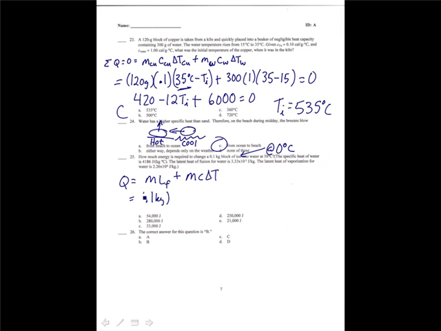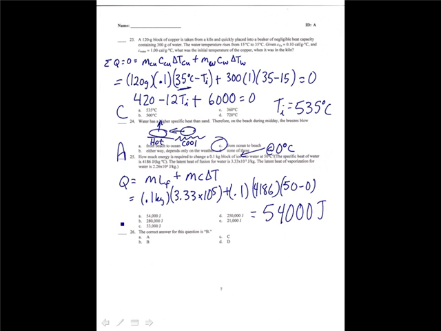0.1 kilograms times 3.33 times 10 to the 5 joules per kilogram, plus 0.1 times 4186 times my change in temperature, which is 50 minus 0. If I just plug that in, I get 54,000 joules. That's A. This is B.